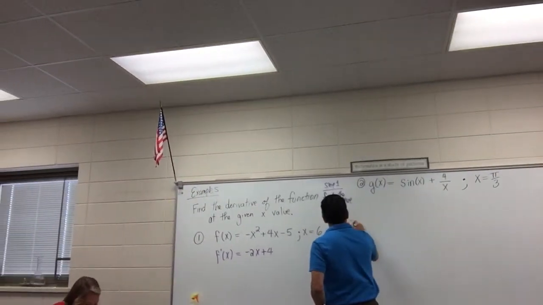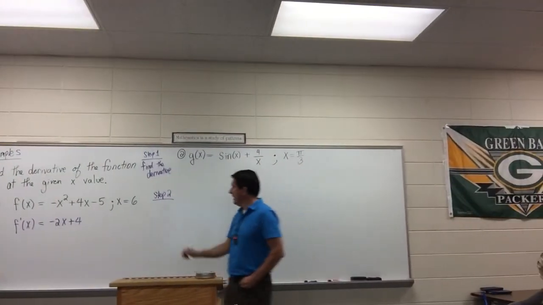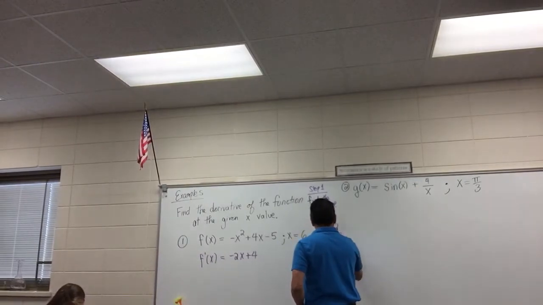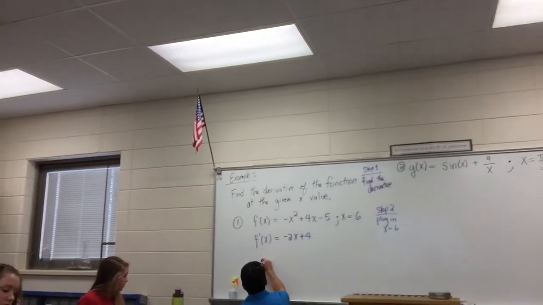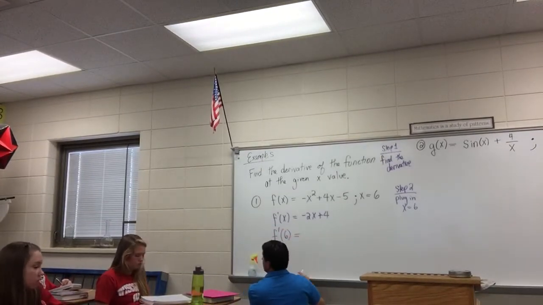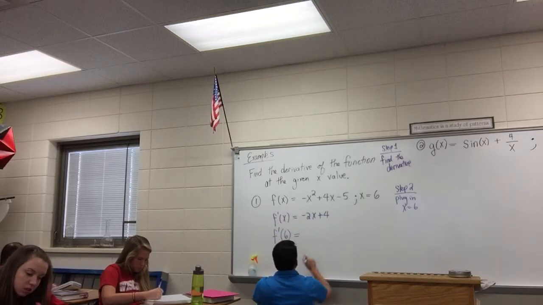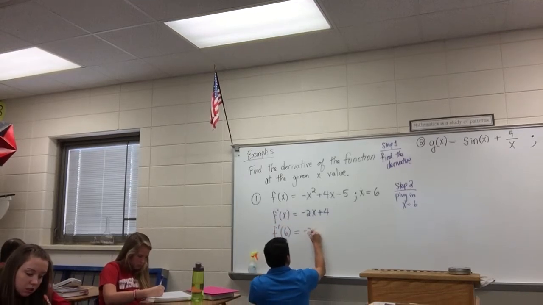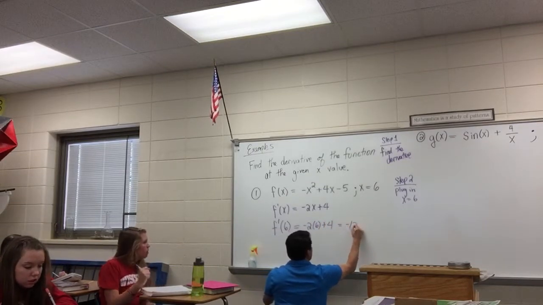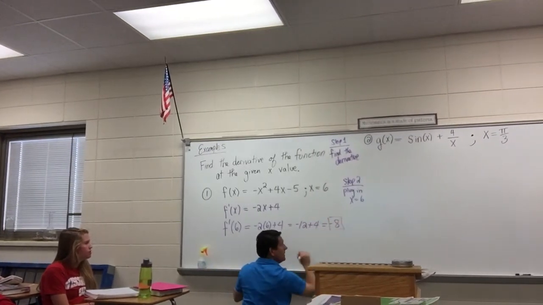What should we do next? Plug in 6. Okay? So we're going to plug in x equals 6. So again, this is the notation. We're going to say f prime of 6 equals. This is the notation that you have to do it this way. Negative 2 times 6 plus 4, and that's negative 12 plus 4. I got an answer of negative 8.